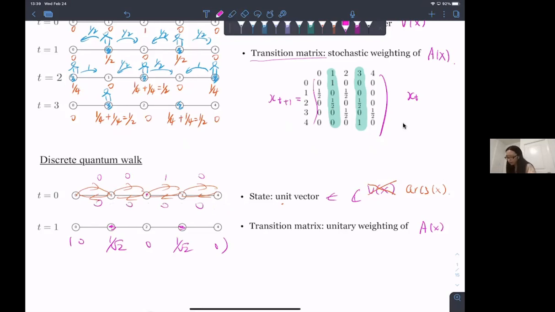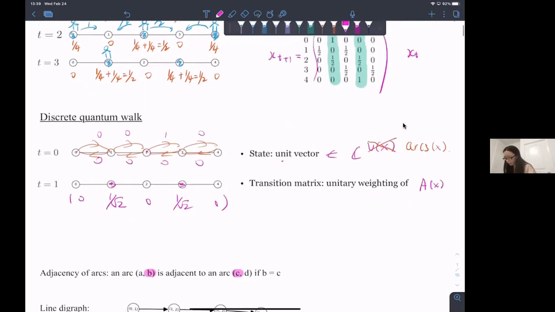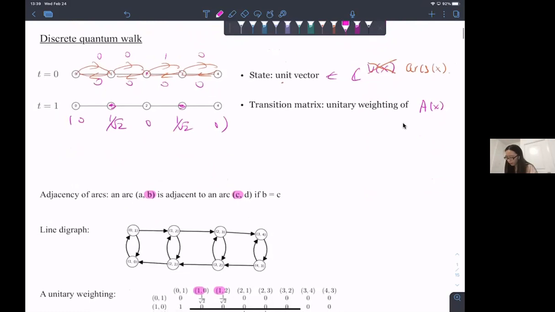Then the next step of the quantum walk is to move to an adjacent arc, or many adjacent arcs at the same time. So how should we describe that procedure? Well, first of all, we can define the adjacency of arcs in this way. If you take two arcs AB and CD, we say an arc AB is adjacent to CD if the head of the arc, B, is equal to the tail of the next arc, C.